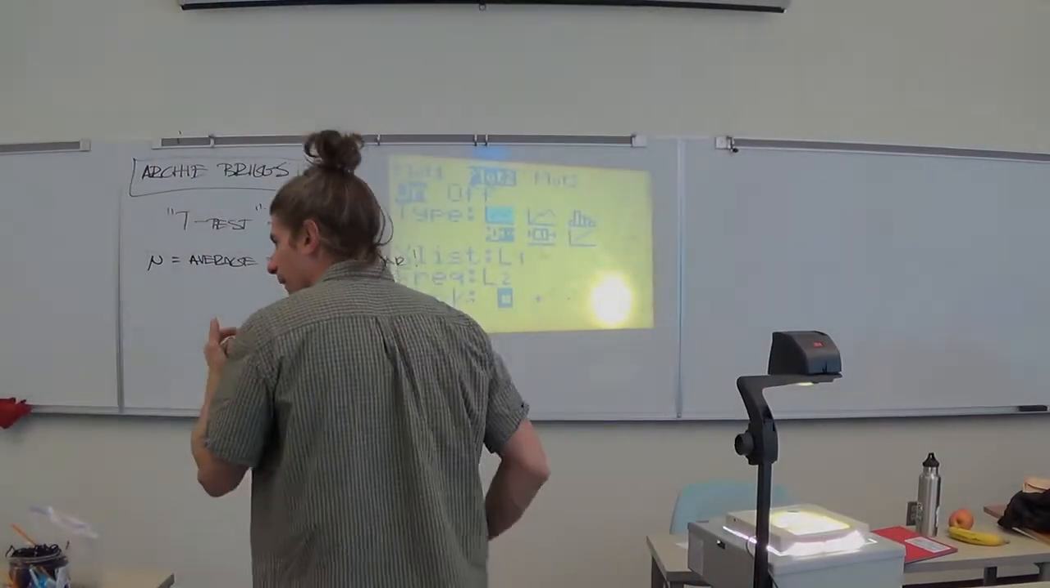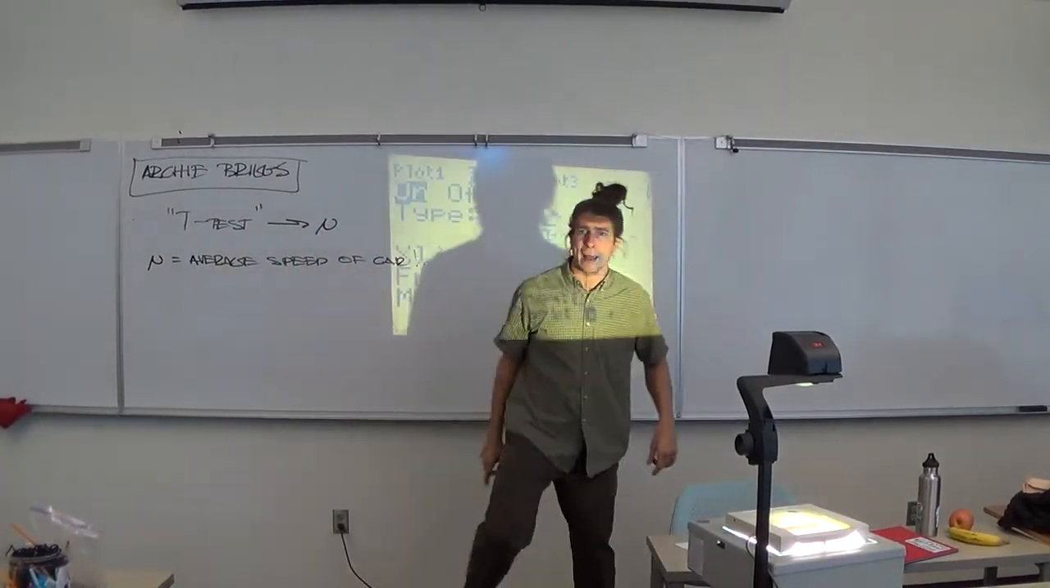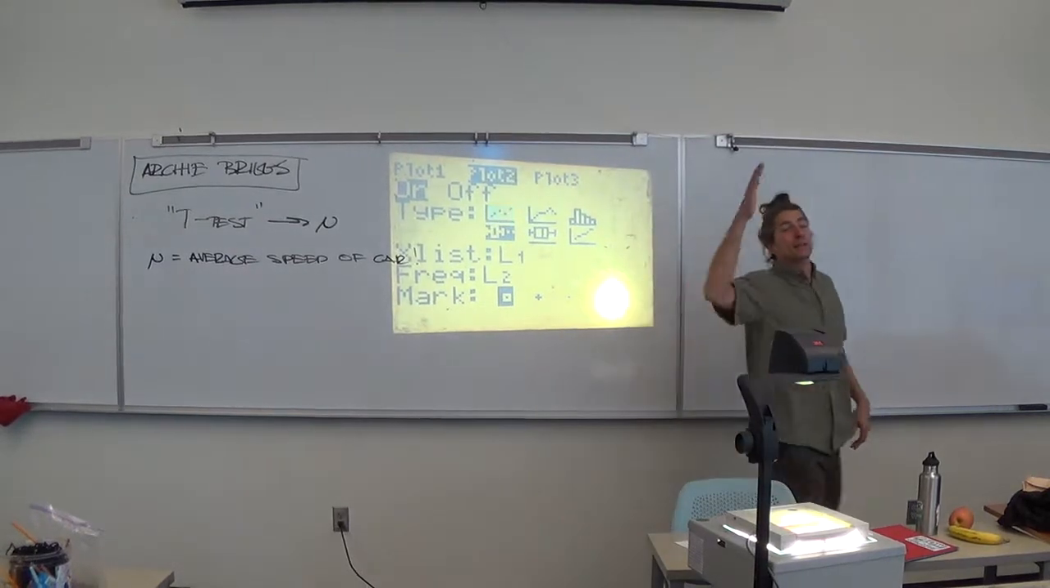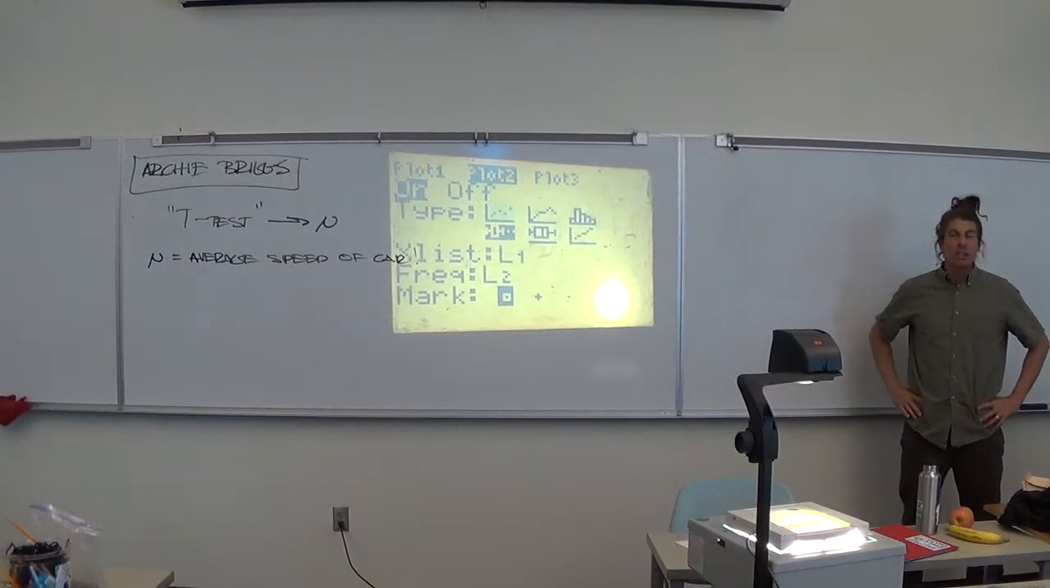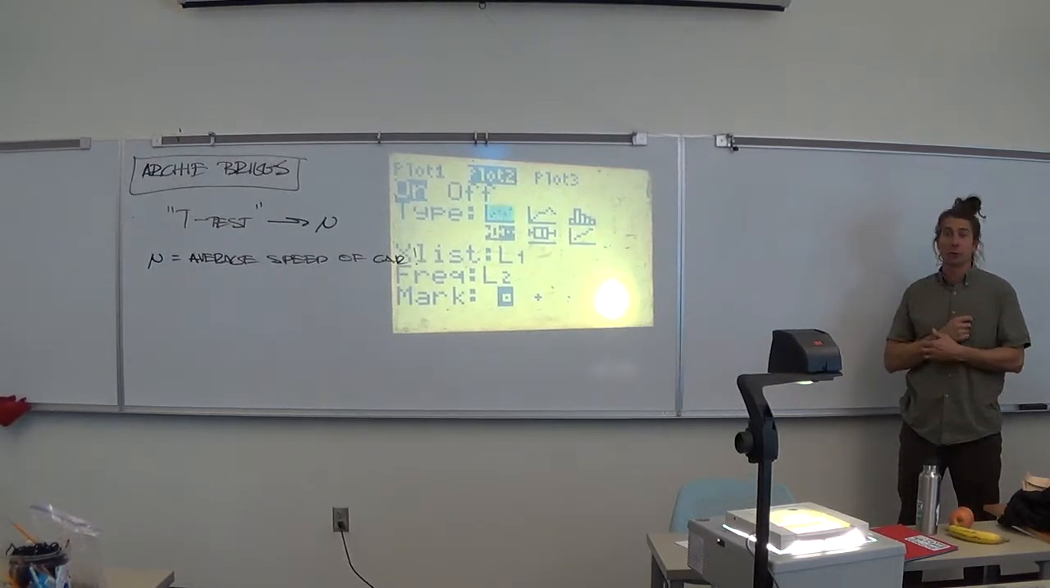Modified box plot lets me find outliers if there are any. Why do I care about outliers? They throw off the average. We are now testing an average, which can be unduly influenced by outliers.